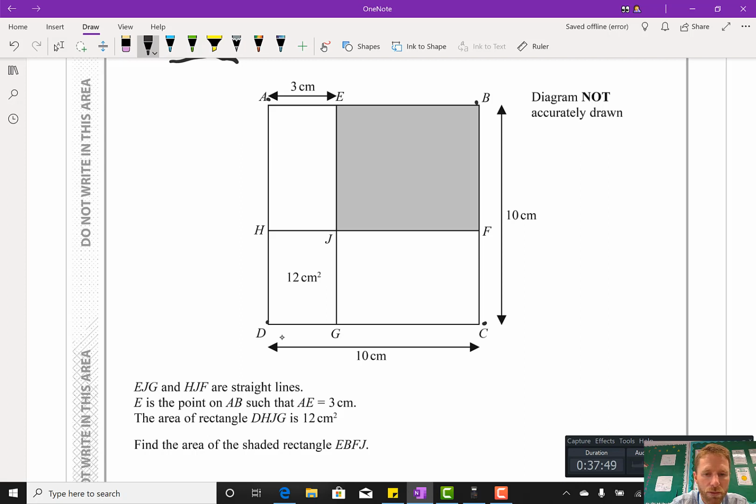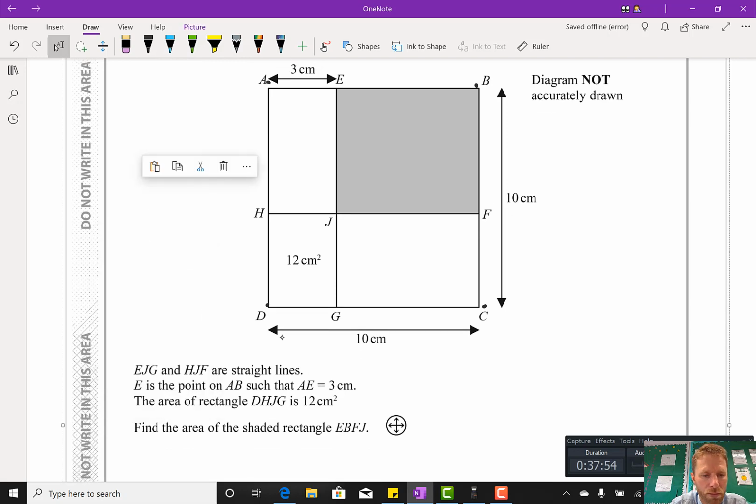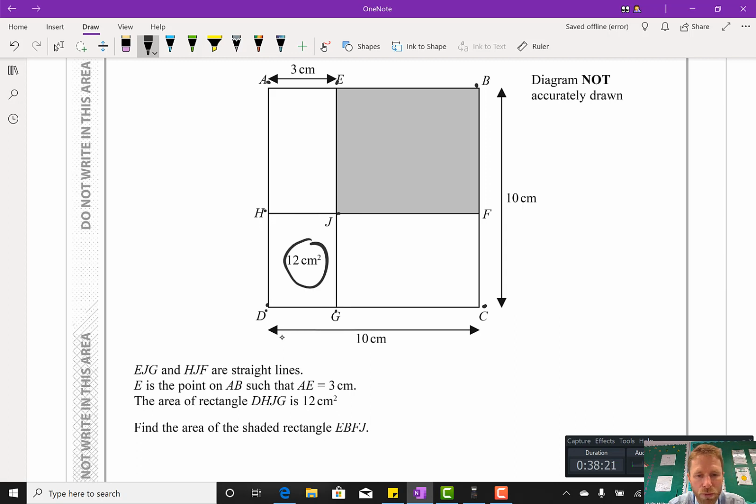HJF, yep. E is the point on AB such that AE equals 3 centimeters. Yes, that equals 3 centimeters. Okay, got that. The area of the rectangle DHJG is 12 centimeters squared. So where is DHJG? It's here. So that information I've been told twice, so it must be important.